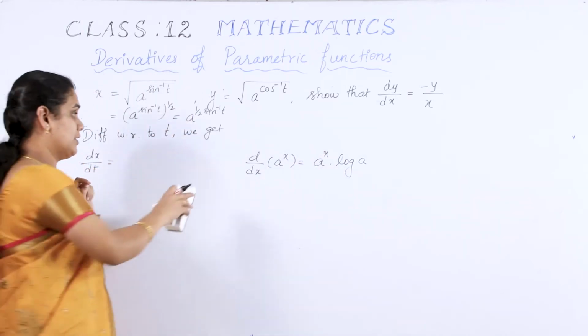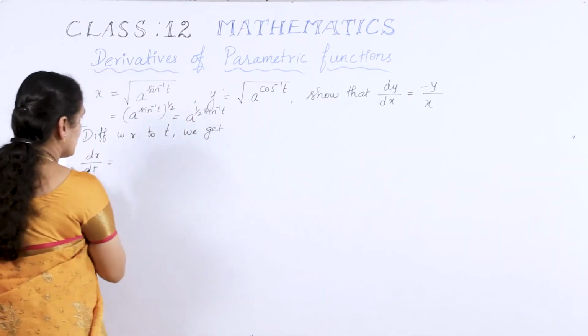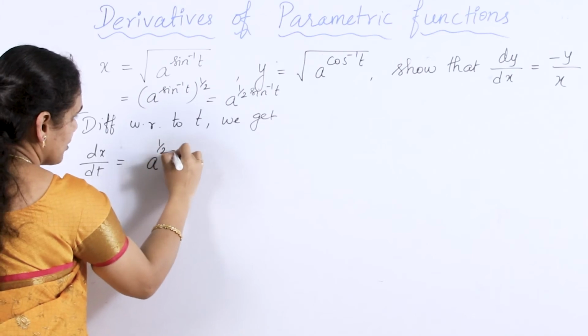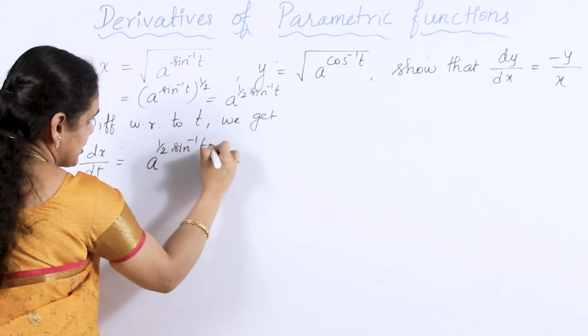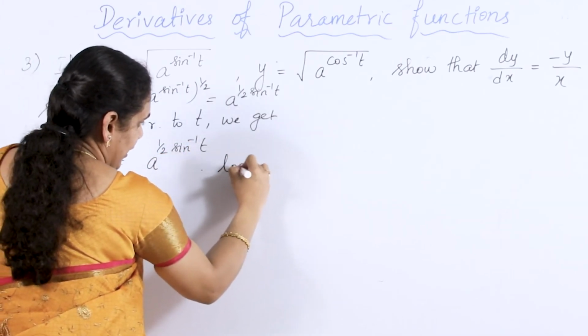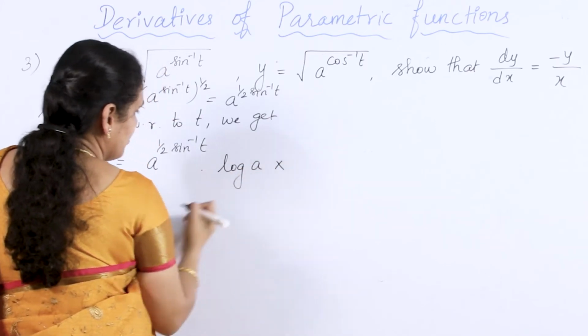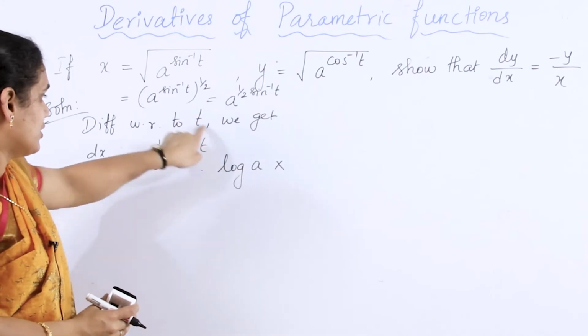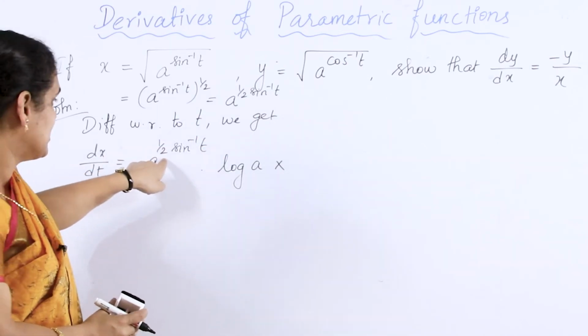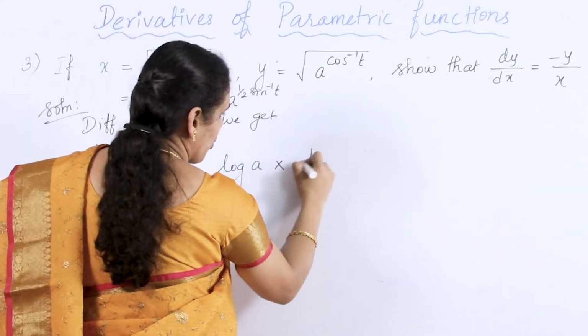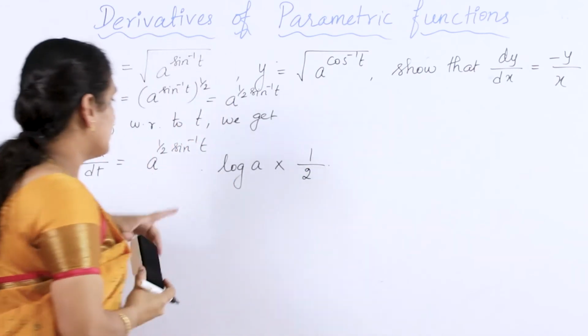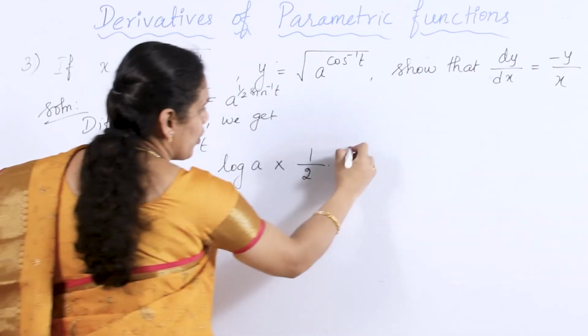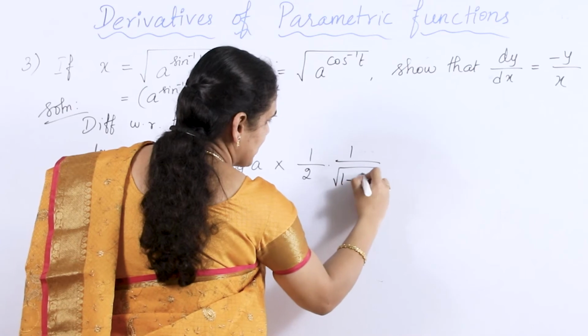Okay, and here a to the power half sine inverse of t into log a into, this is the derivative of a power x, right? And we have to differentiate the power 1 by 2 sine inverse of t, isn't it? So if you differentiate this 1 by 2 into, the derivative of sine inverse of t is 1 by root over 1 minus t square.